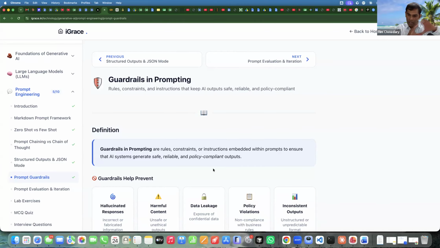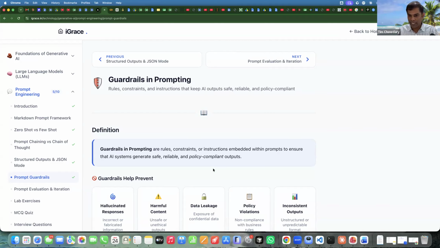Then coming to the types of user prompt, we discussed at a high level what zero-shot prompting is, what few-shot prompting is, what chain of thought is, what prompt chaining is, what role-based prompting is, and what RAG-based prompting is. These are the major categories. Out of these, we discussed in a little more detail zero-shot and few-shot prompting.